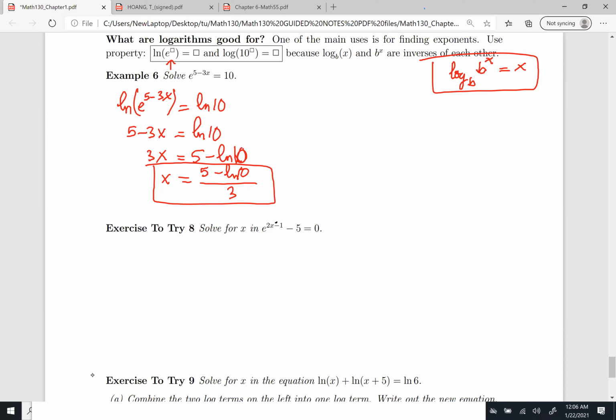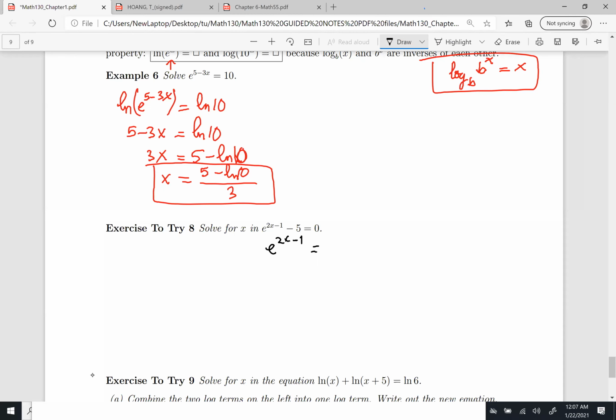Now I have e to the power 2x minus 1 minus 5. Again, I still have the variable in the power. So what I'm trying to do now is isolate the exponential form by adding 5 to both sides. Remember that you need to isolate the exponential form first, okay? So I want to have e to the power 2x minus 1 equal to 5.